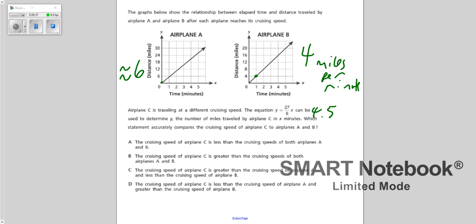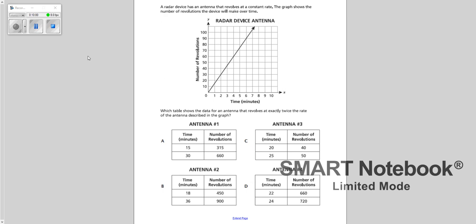So C is 4.5. So the cruising speed of airplane C is less than the cruising speeds of both A and B? That's not true because B is the smallest. The cruising speed for C is greater than both? That's not true because A is the biggest. Airplane C is greater than A but less than B? No. So it must be D, and that's the answer.